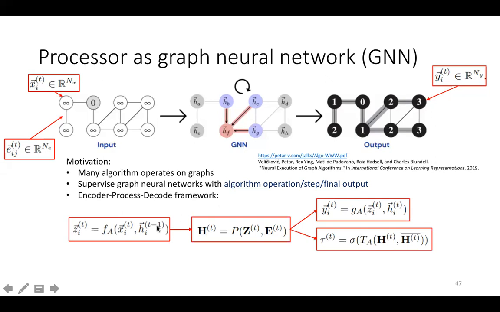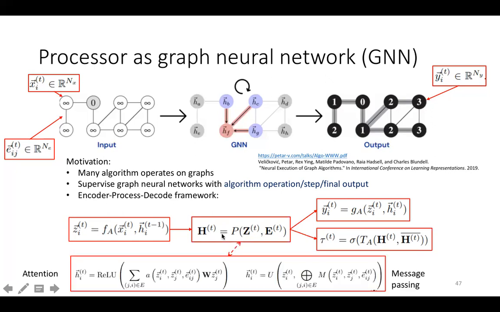As you can see here, every node in the graph has its hidden state, and you need to do some operation on the graph, maybe attention or message passing, to encode the Z, which is the embedded version of the node, and the edge, to perform the message passing to update the hidden state. Then you use the hidden state to produce output for the node, and also produce a termination signal for the algorithm.